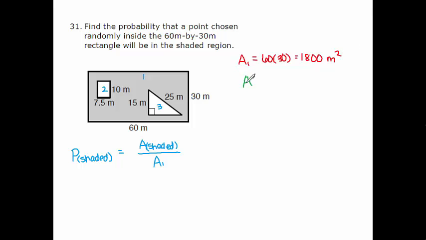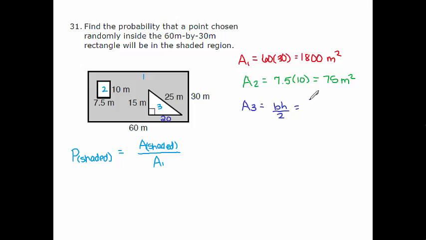Region 2 is that smaller rectangle. It is 7.5 times 10, which is 75 square meters. And region 3 is a triangle, so that's base times height over 2. In this case, we're not given our base, but we are given that it's a right triangle, and we know one leg and the hypotenuse. So using either a Pythagorean triple or the Pythagorean theorem, you can calculate that this bottom leg is 20 meters.